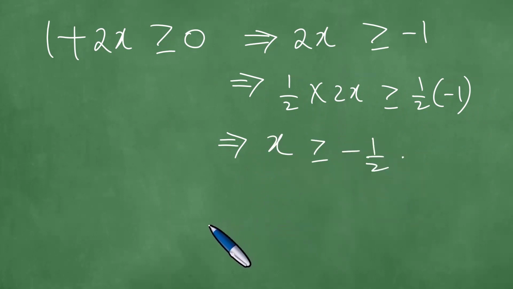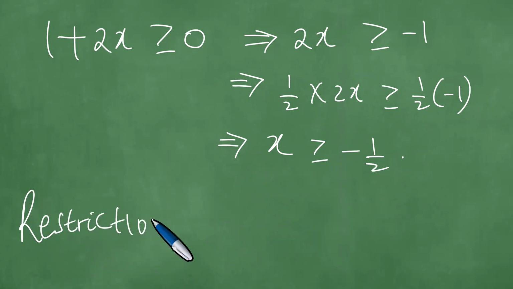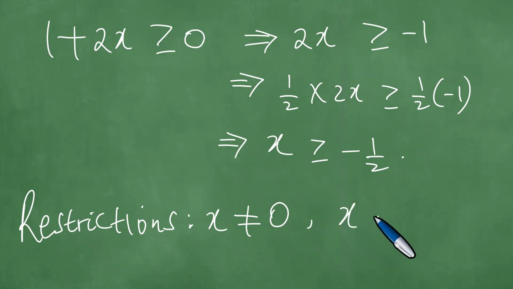So we have two restrictions. What are the restrictions? The restrictions are x is not 0, together with x is greater or equal to minus 1/2. These are the restrictions, and we're excited to have this problem in front of us.